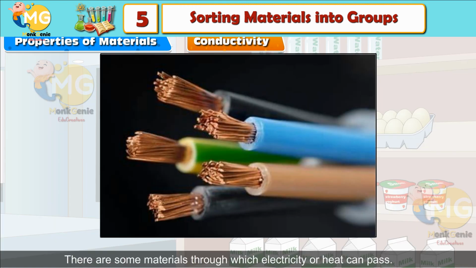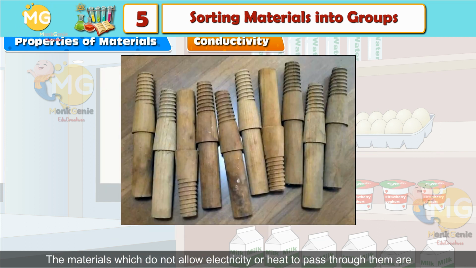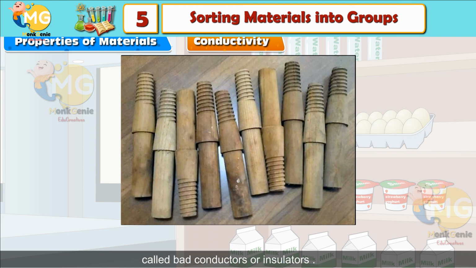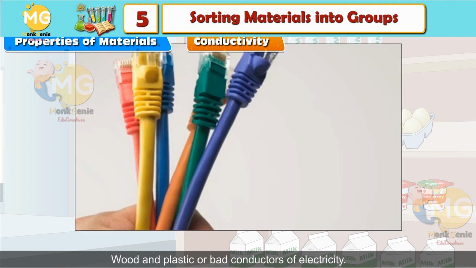Conductivity. There are some materials through which electricity or heat can pass. These materials are called conductors. Metals like silver and copper are good conductors of electricity. The materials which do not allow electricity or heat to pass through them are called bad conductors or insulators. Wood and plastic are insulators or bad conductors of electricity.